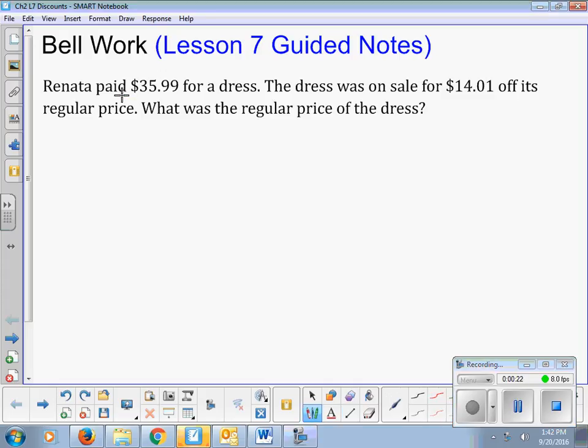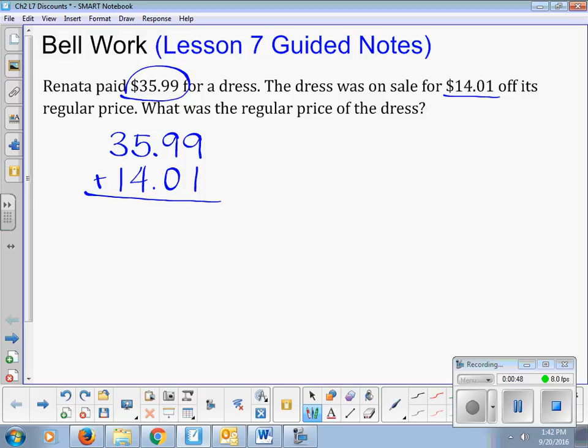So how much did she pay for it? $35.99. How much did she save? $14.01. What would we have to do with these two numbers to find out what the starting price was? We have to add them together because she saved that $14.01. So we need to add these values together to see the regular price of the dress. When you add these, what do we get? $50. So when you combine those, the regular price of the dress was $50.